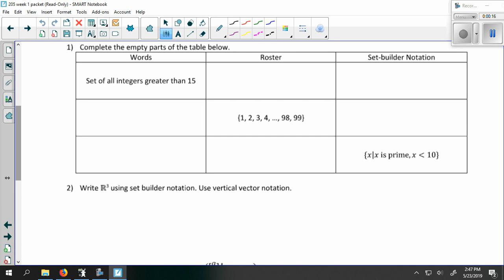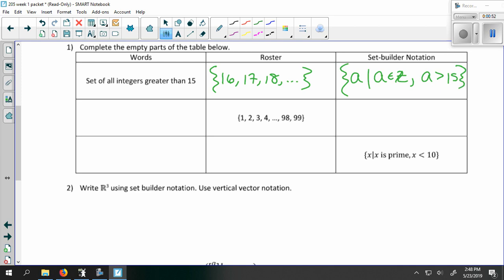If I want to talk about the set of all integers that are greater than 15, the roster method means list them all out. So integers greater than 15 would start with 16, 17, 18, etc. And then set builder notation, I would say the set of all values A such that A is an element of the integers and A is greater than 15.